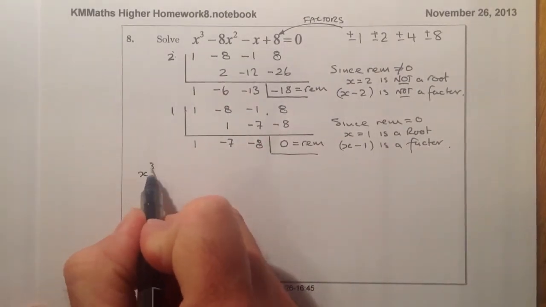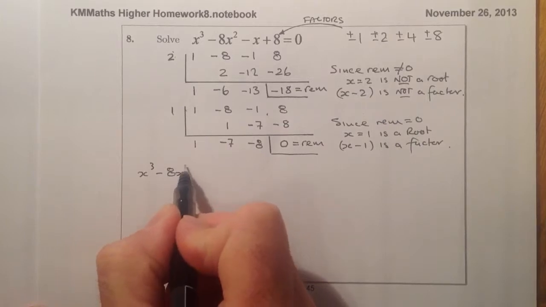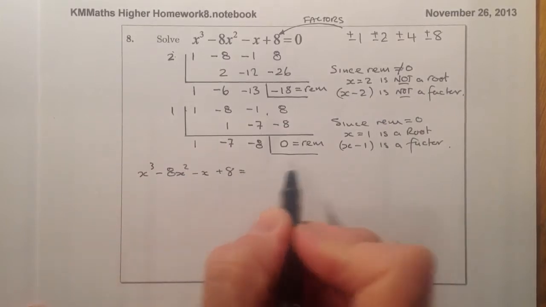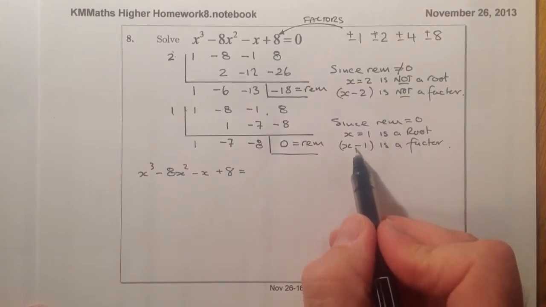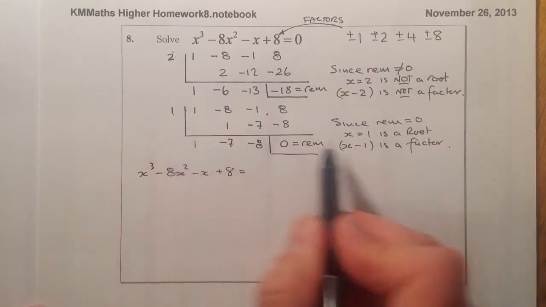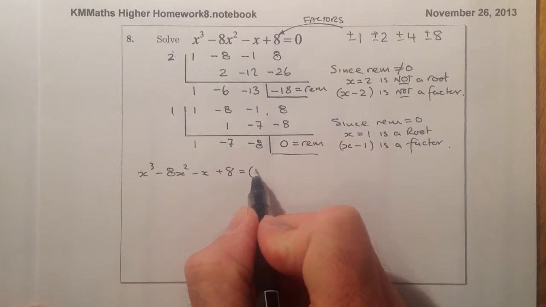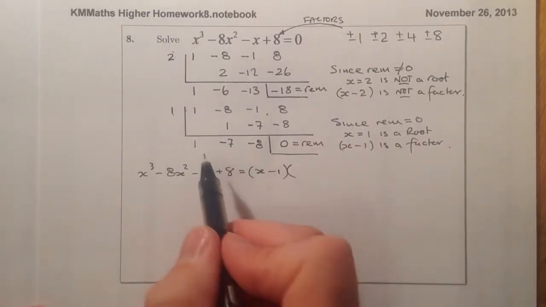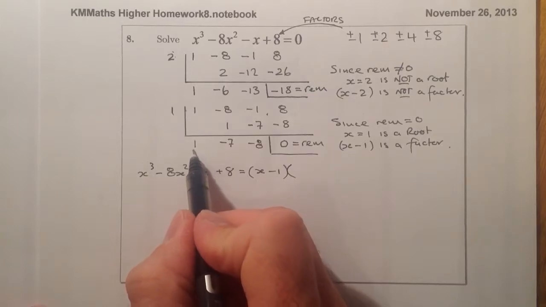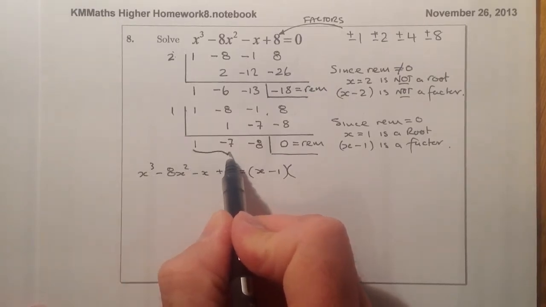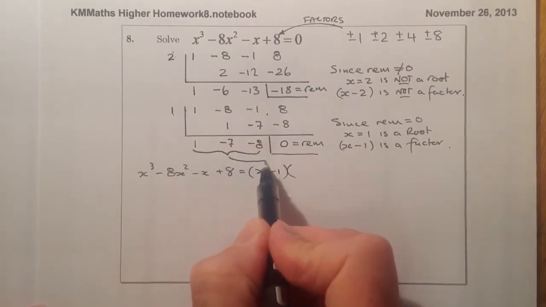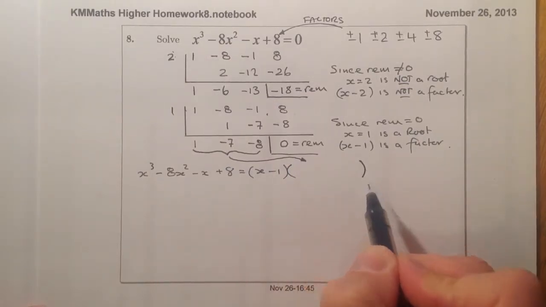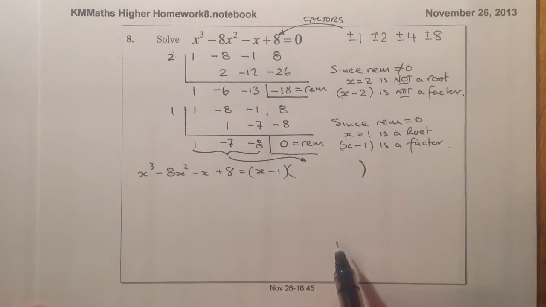So I've got x cubed minus 8x squared minus x plus 8, and I'm now going to say that's equal to this factor here. Because I used the 1, I'm going to say that that's going to be equal to x minus 1. Then what I'm going to do is I'm going to bring down this coefficient here. So all of these parts from here, and I'm going to put them into this bracket here, which will be a bit of a larger bracket, which should look like a trinomial.